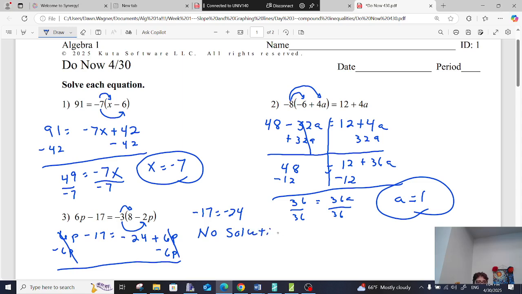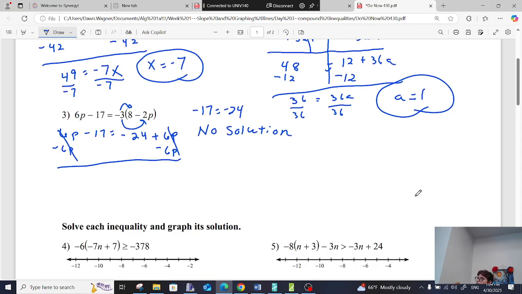However, if the variables fall out and the numbers are exactly the same, then what do we say? All real numbers. Because any number would work in that case. In this case, no matter what you choose for P, there is no value for P that can make this work. So you all remember no solutions? Good. Good.